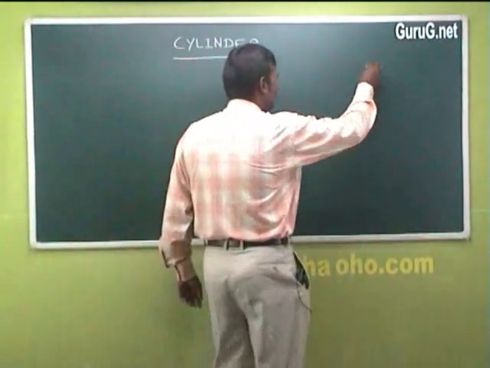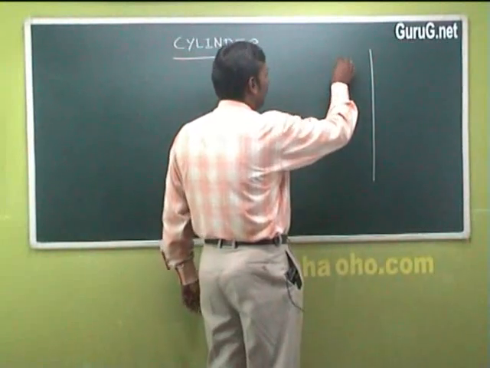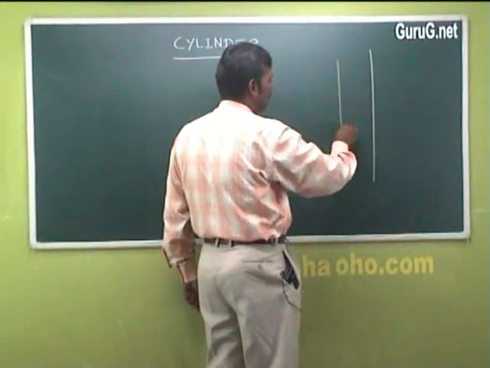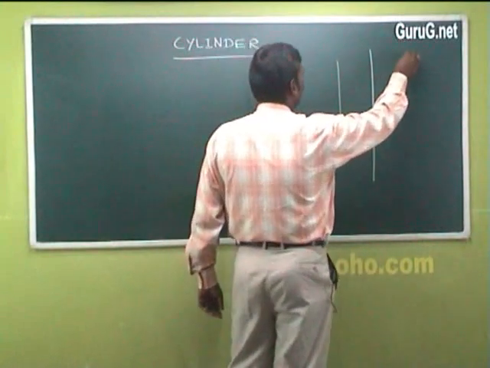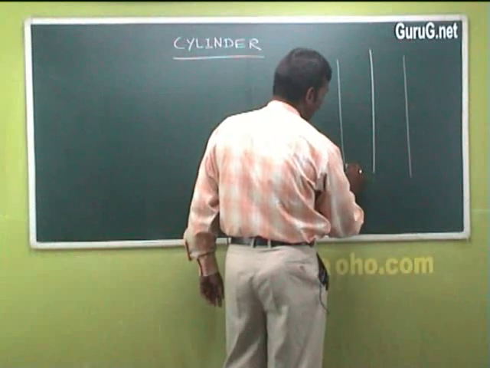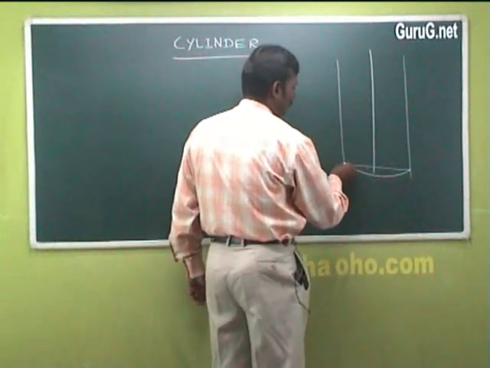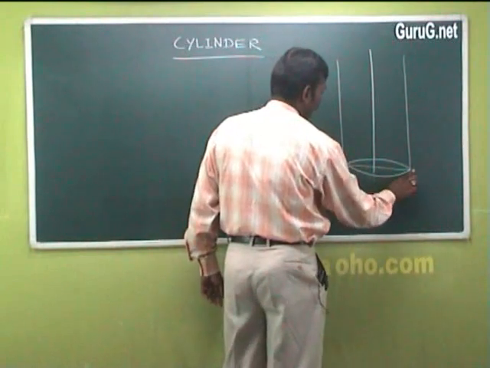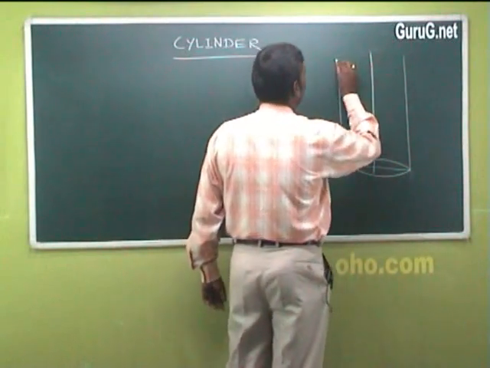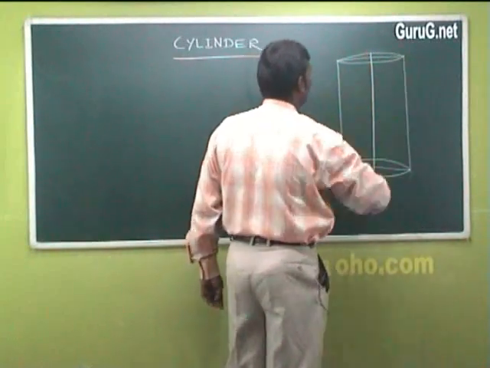So this is a fixed line. This is a generator line, which is parallel to the given line. It may intersect with the guiding curve. So this curve is called what? The guiding curve. So this is the cylinder.